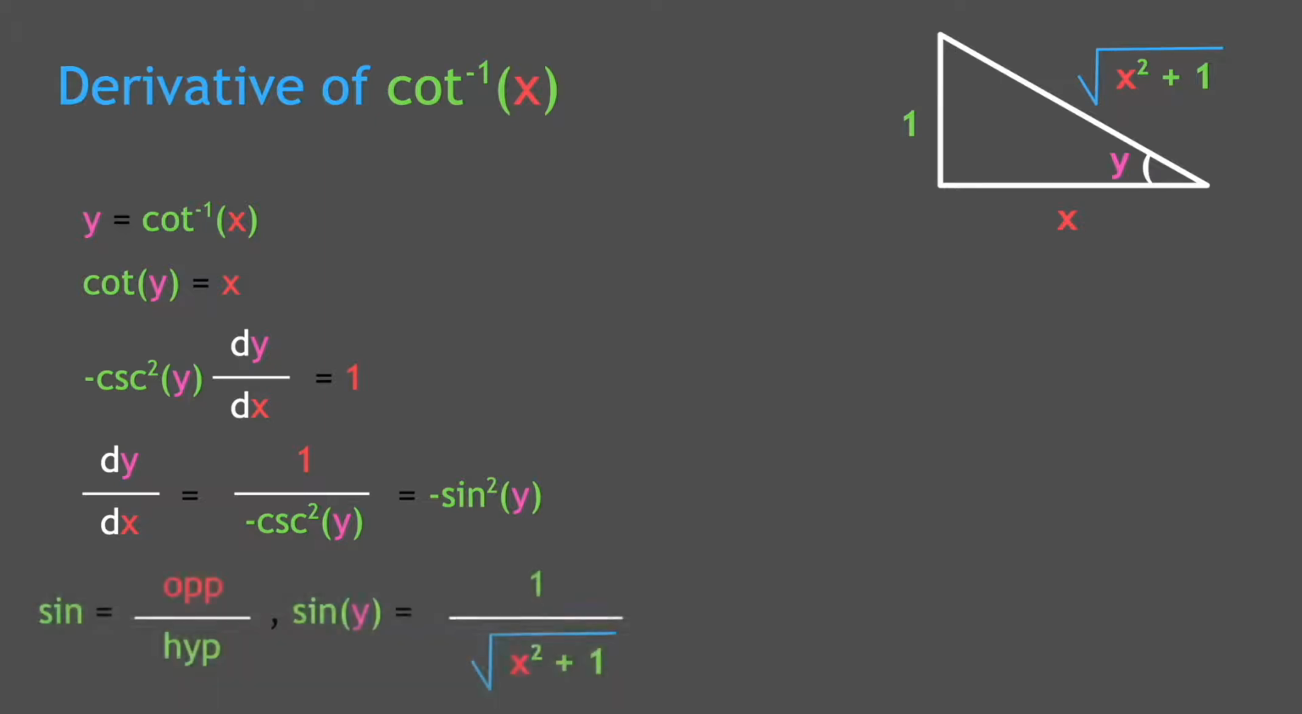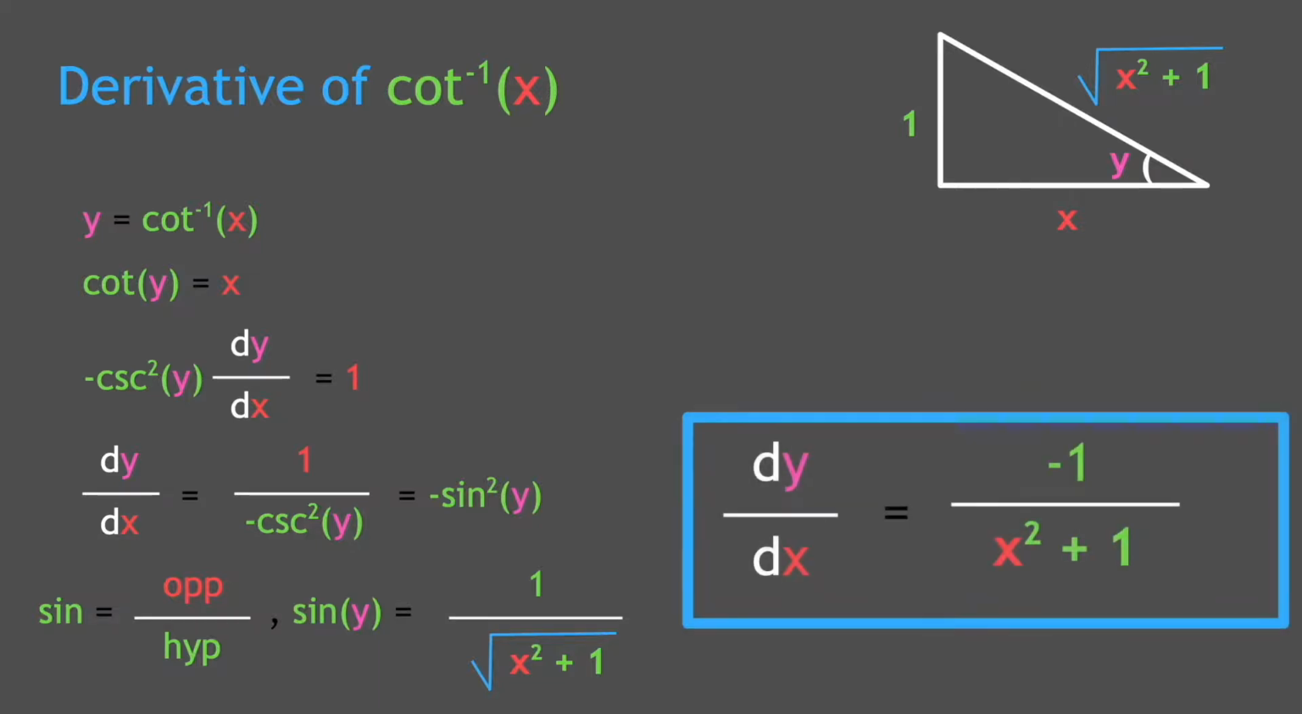Now, we know that the sine of something is equal to the opposite side divided by the hypotenuse, and the sine of y, using our triangle, will be equal to 1 over the square root of x squared plus 1. And from here, we can replace what we have in our derivative to say that dy over dx is equal to negative 1 divided by x squared plus 1.